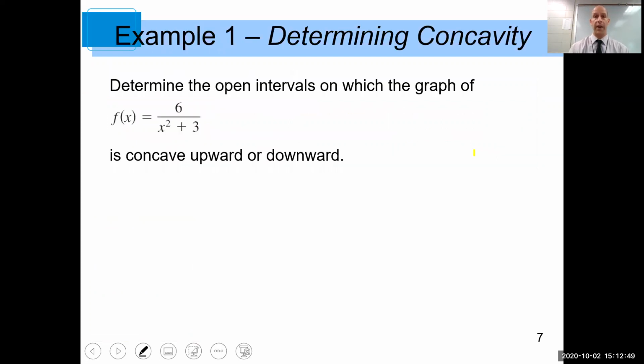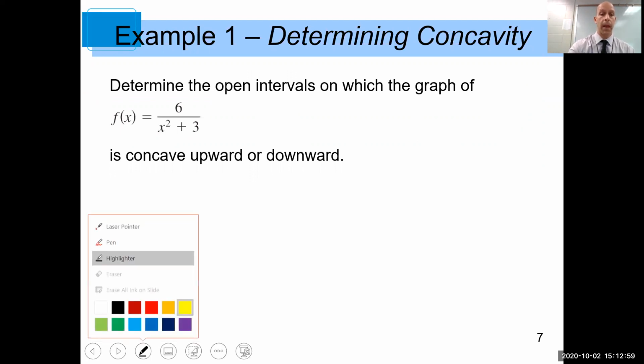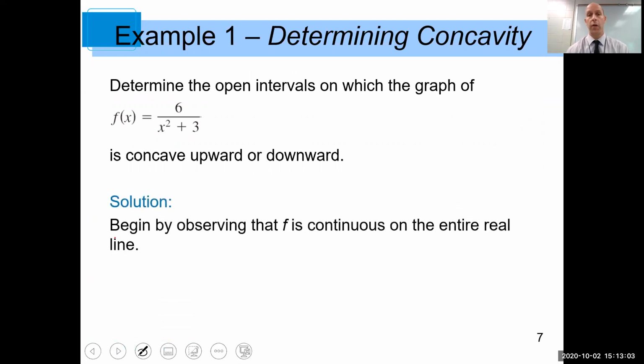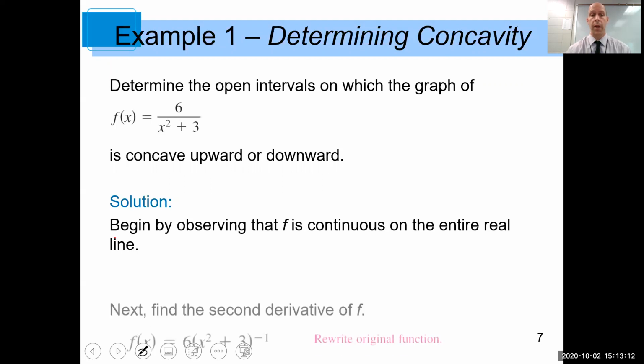Let's look at an example of actually doing that. It says determine the open intervals for which the graph of f of x, which is 6 over x squared plus 3, is concave up or down. So first of all, notice that this function is defined for all of the real numbers. So you can put any value of x in here and you will get out another real number. So it's continuous and it's going to be differentiable. So that's great.